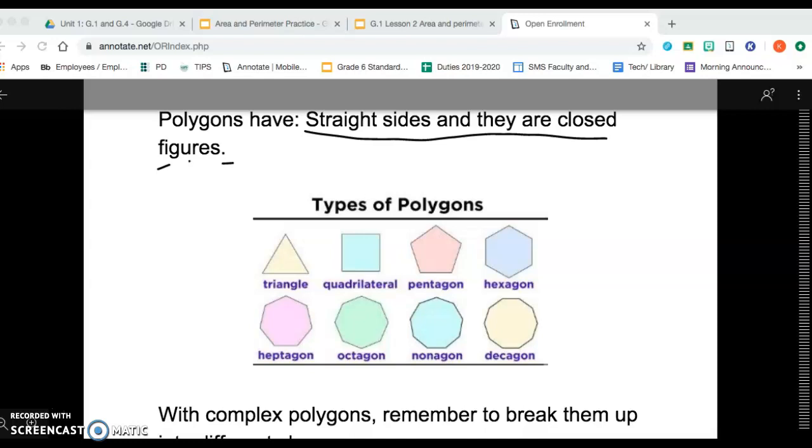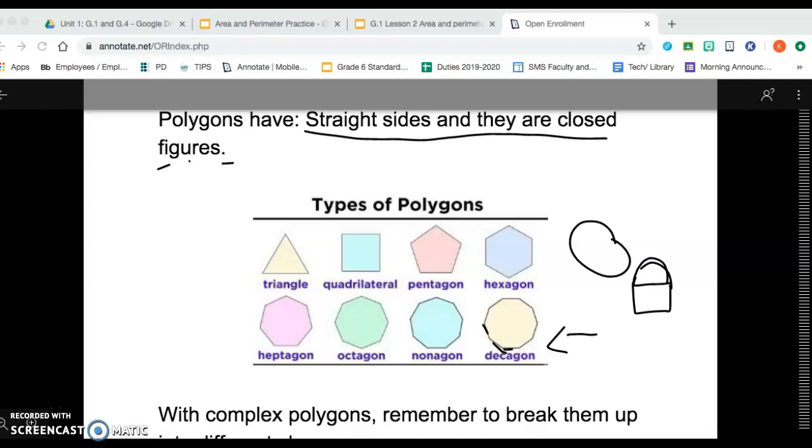So you see all of these shapes are closed, triangles closed, the square is closed, and it has to have straight sides. So if you look, even the decagon is a bunch of straight sides that are just connected, so it kind of makes it look like a circle, but it's not quite. So it has to have straight sides. So if it's a circle, or if it's a shape with a semicircle on top, that does not count as a polygon because it's not straight sides.